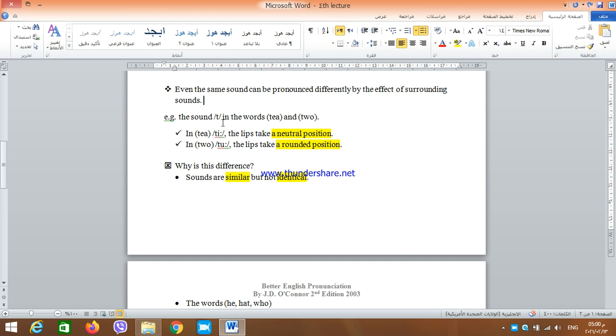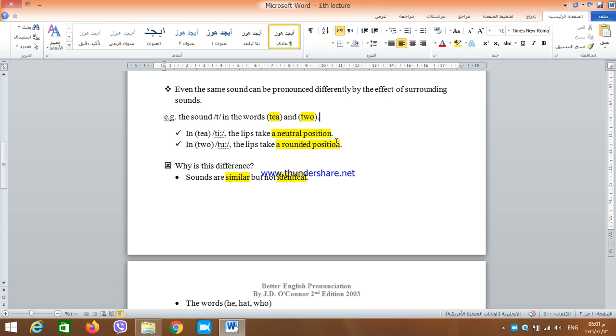Very simple details, but they are details. For example, look at the pronunciation of T and T-O. I want you to put the mirror in front of you and pronounce T, T-O, one after the other, and try to feel and see. Why not feel? You can see it in the mirror. In T, the lips take a neutral spread position, spread and open. But with T-O, the lips take a rounded position.